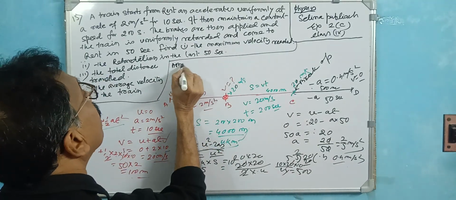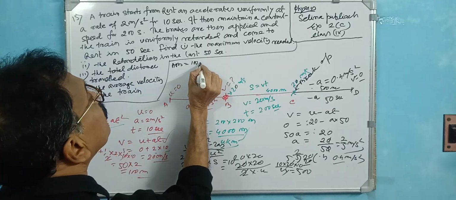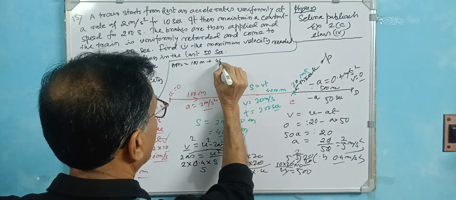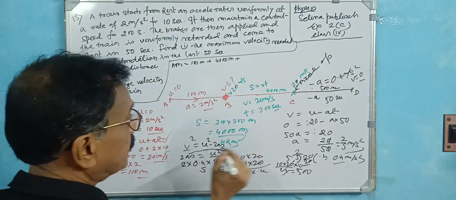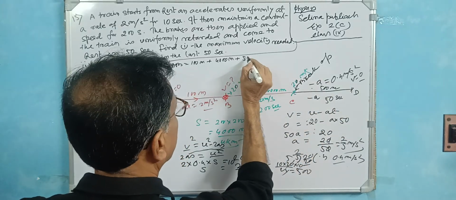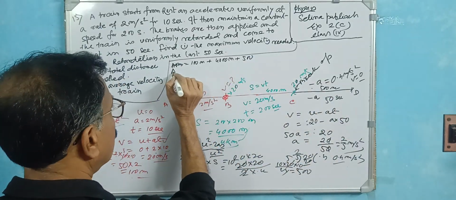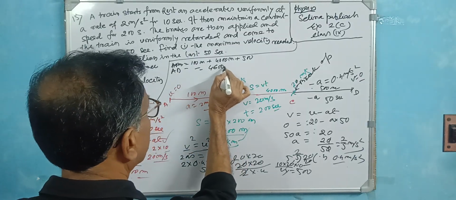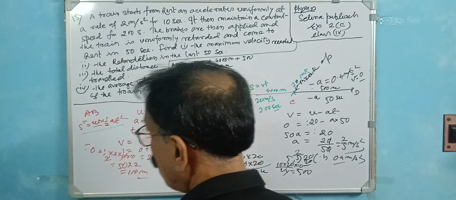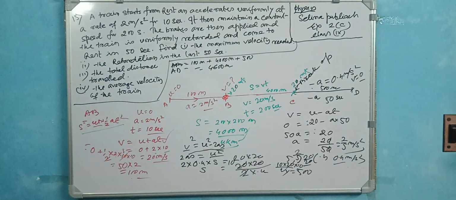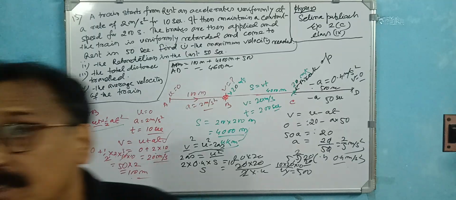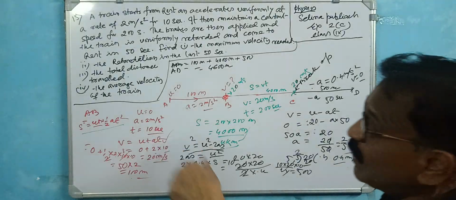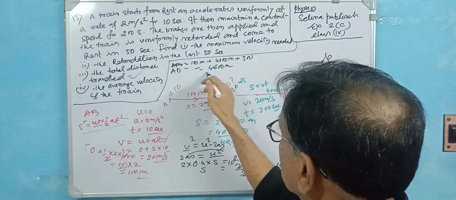So now the total distance, A to B, this is 100 meter, plus B to C, this is 4,000 meter, plus C to D, this is 500. So A to D total distance is 4,600 meter, or 4.6 kilometer. Is that clear to you? Now the total distance traveled is this.